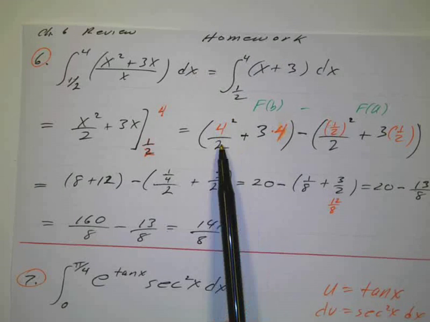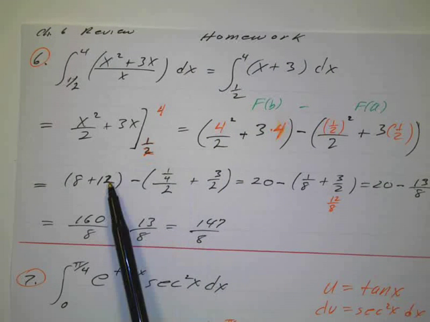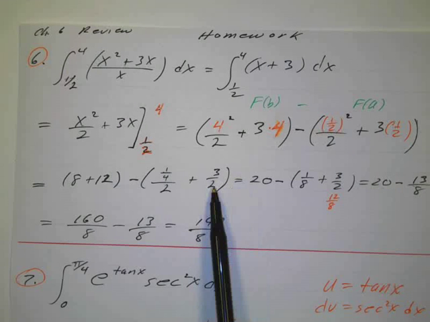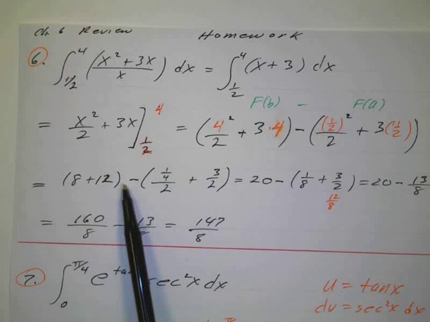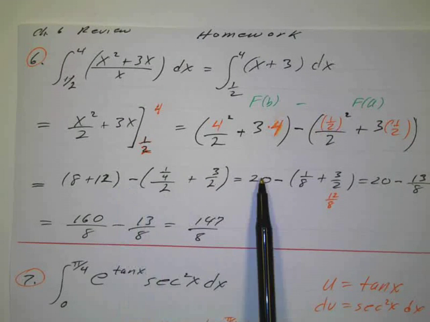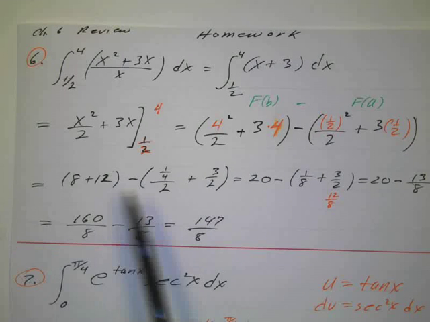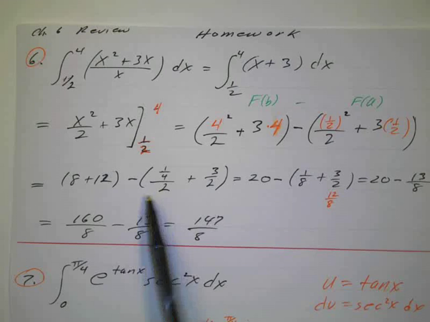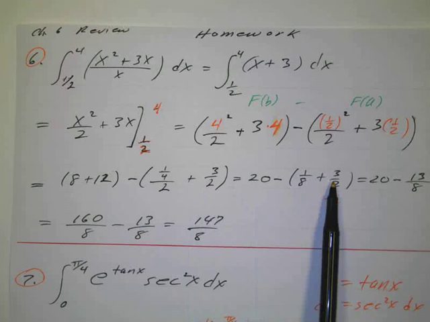Okay, 4 squared is 16. 16 divided by 2 is 8. 3 times 4 is 12. 1/2 squared is 1/4 divided by 2. 3 times 1/2 is 3/2. 8 plus 12 is 20. Minus, and then 1/4 divided by 2 is like 1/4 times 1/2, which is 1/8 plus 3/2.